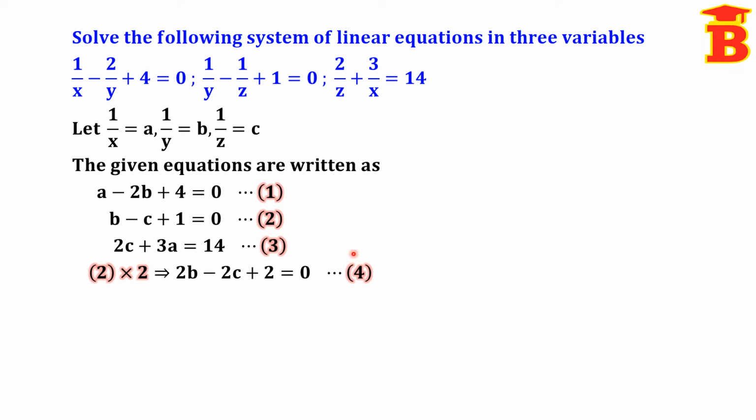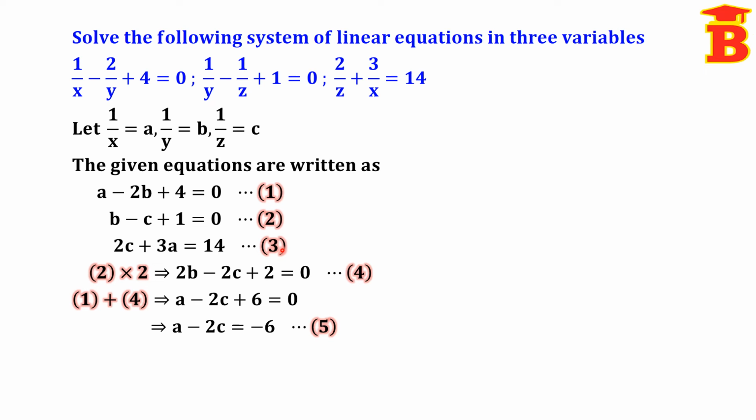Now adding 1 and 4, we can cancel the term b. So 1 plus 4 implies a, here minus 2b plus 2b cancelled, and then we have the term minus 2c, and the number 4 plus 2, that is 6, equal to 0. And this can be written as a minus 2c equal to minus 6, taking the 6 to the right side. Take it as equation 5.